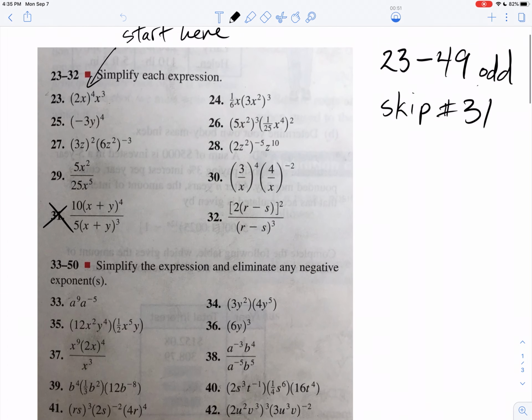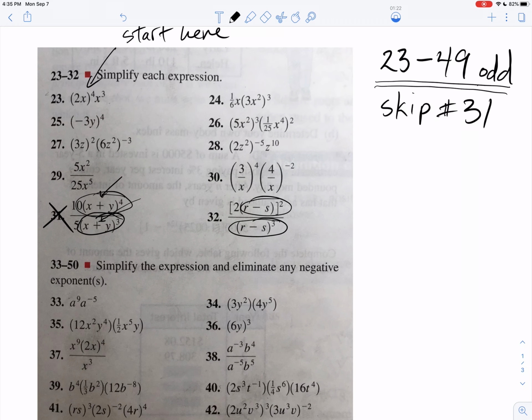Like this guy here, 31, these are binomials here. That guy's a binomial. That guy's a binomial. Same thing goes with 32 over here, but that's not even assigned. I just want you to do the odd ones. If you ever feel like you need extra practice, you may do the even ones too, but I'm just going to collect the odd ones. So 23 to 49, odd is what I'm looking for.